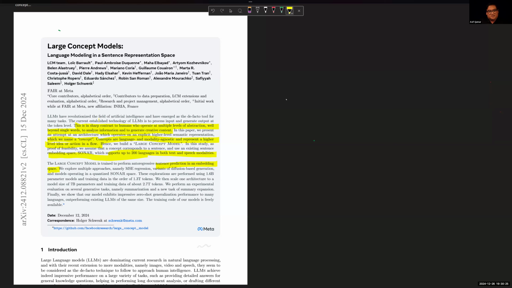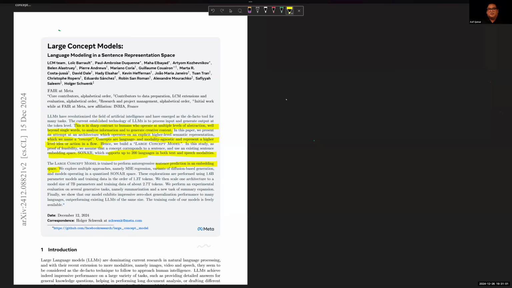We explore multiple approaches, namely mean squared error regression, variants of diffusion-based generation, and models operating in a quantized Sonar space. These explorations are performed using 1.6 billion parameter models and training data in the order of 1.3 trillion tokens. Now, it's worth reflecting that these are very small models. 1.6 billion parameter models are quite small models. 1.3 trillion tokens is a modest amount of tokens. I mean, it's large, but still very doable computationally.